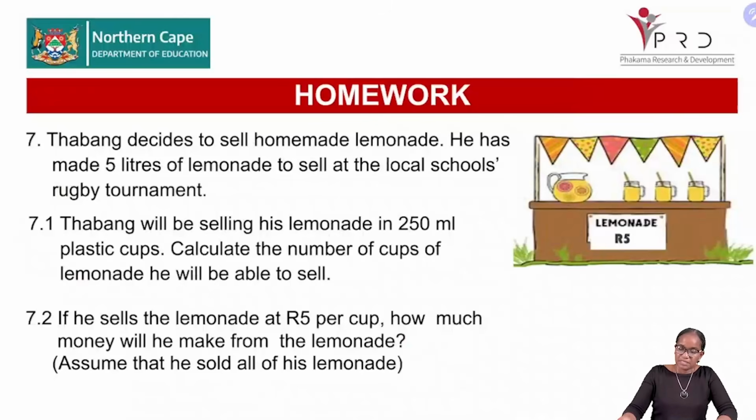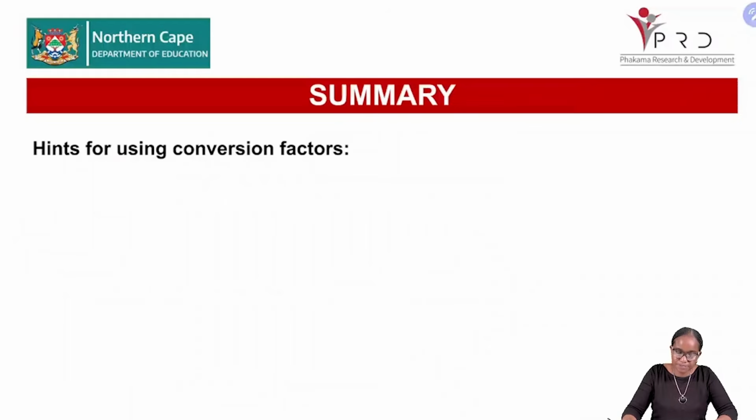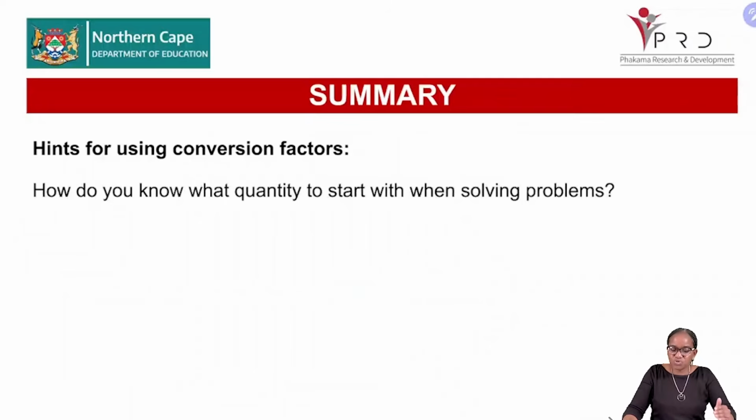Remember, he has made 5 liters of the lemonade and is selling it in 250 milliliter cups. Then this one is how much money he will make when each cup is 5 rand. So try that question, try it with your friend, and get as much exposure and practice. To summarize the lesson for this day, please keep it in mind. These are the hints to follow. How do you know what quantity to start with when solving problems?